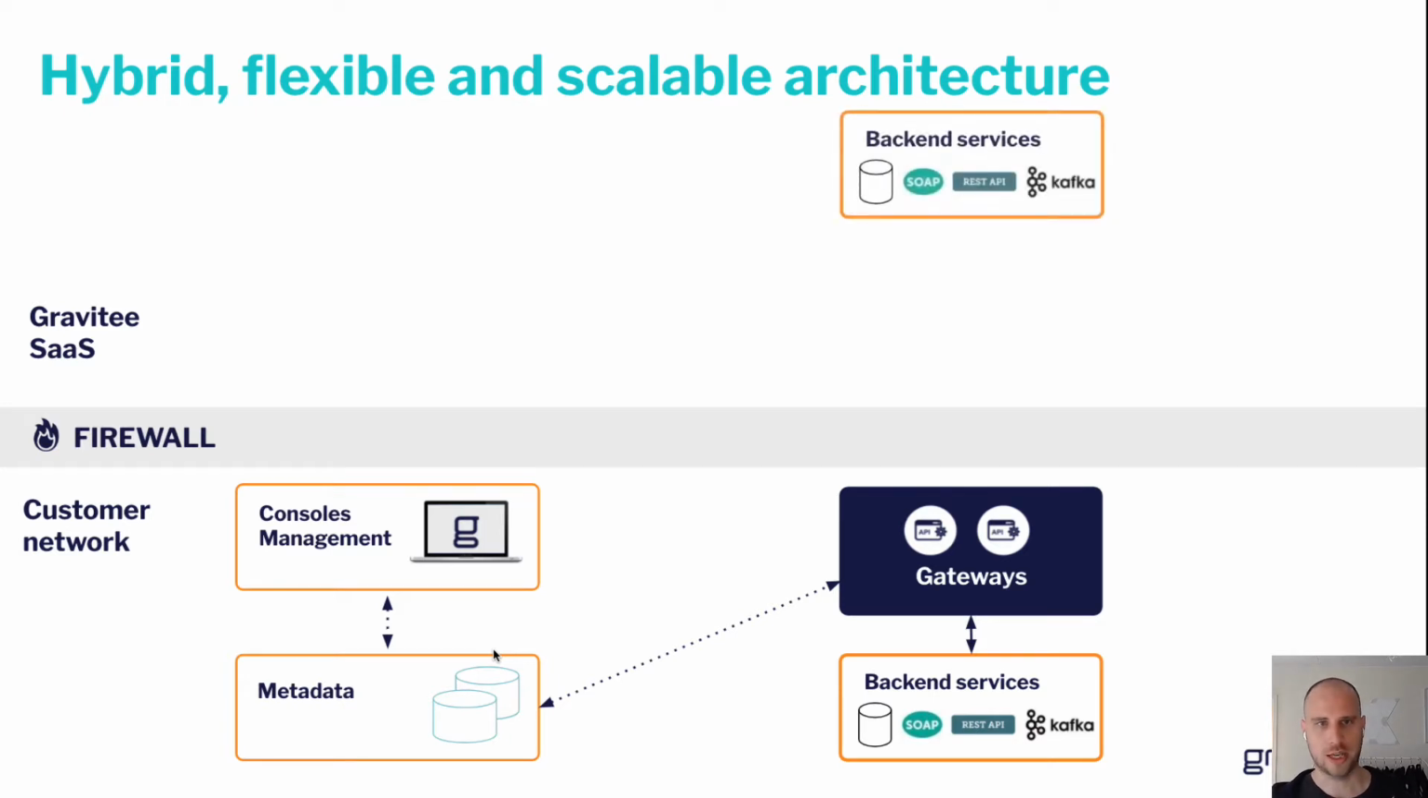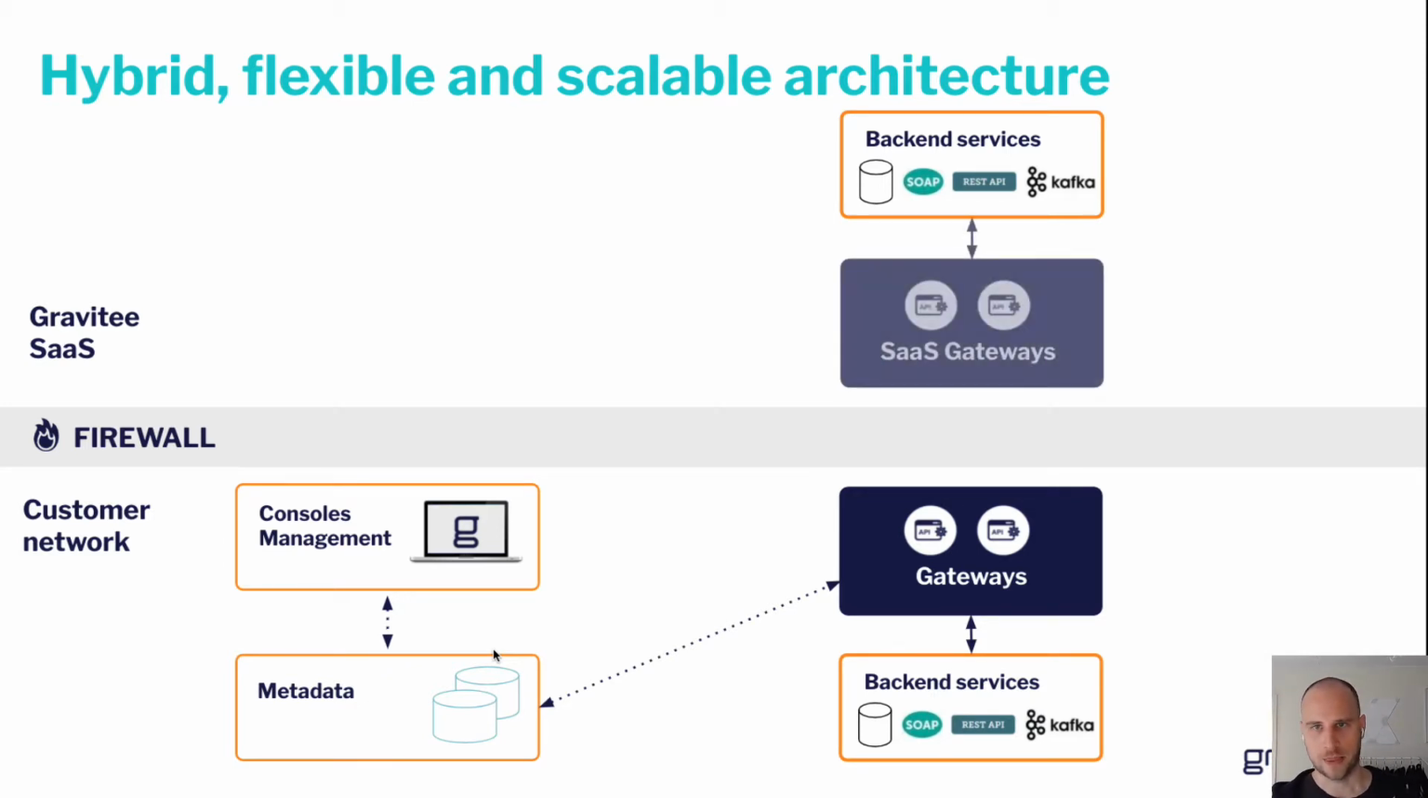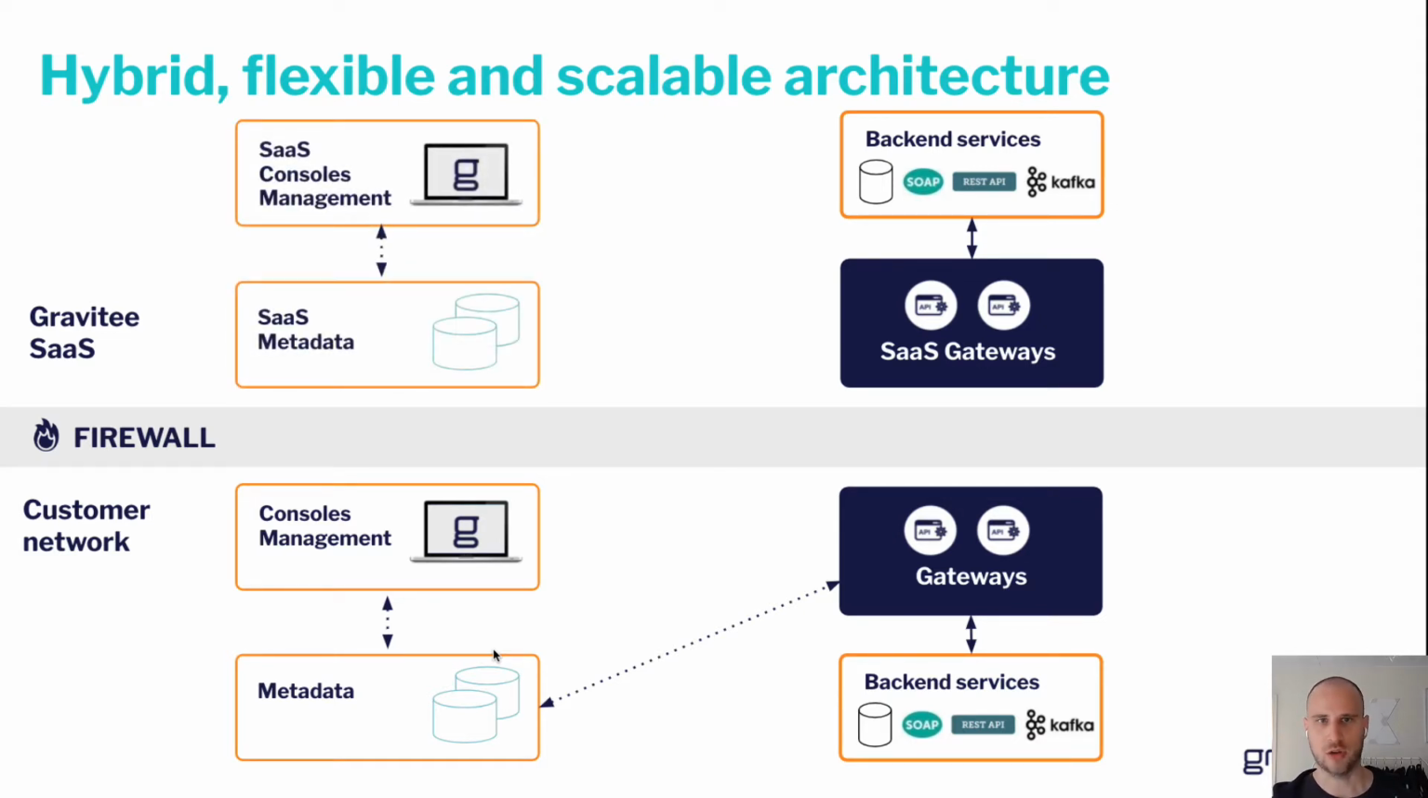Now, if you take a look at the SaaS models, imagine that you don't have anything on premise, or you're fine with having accessible components in the cloud. Then you can, of course, use our completely hosted offering where we deploy the gateways in our cloud in a Gravitee SaaS solution. And then we also host the interfaces, the developer portal, the console, the repositories. We host all the components in our cloud.